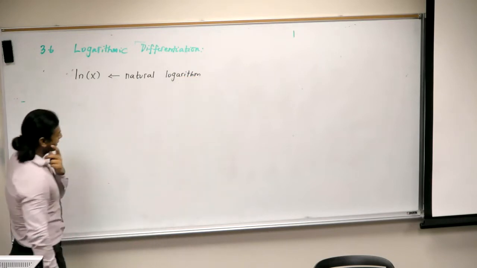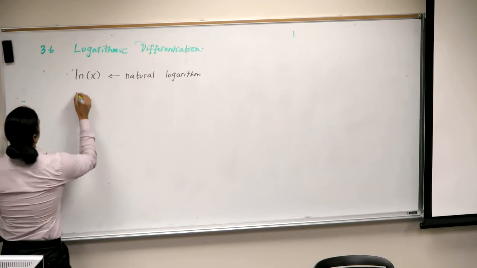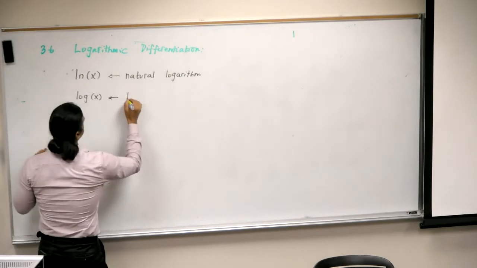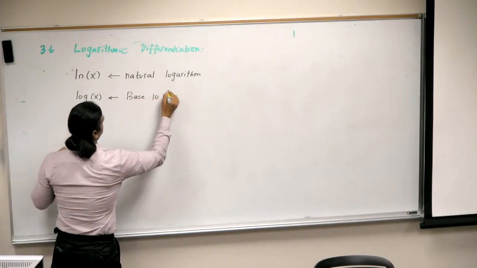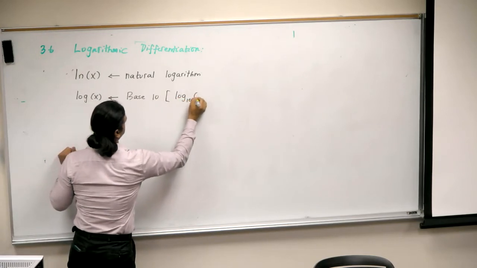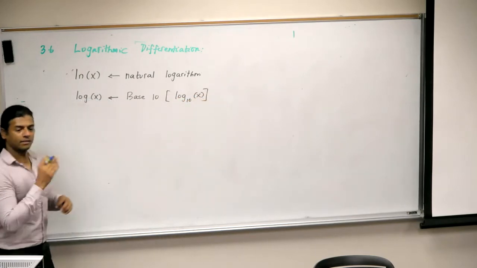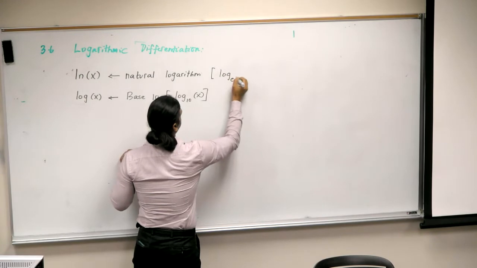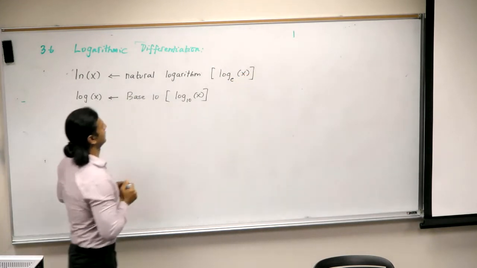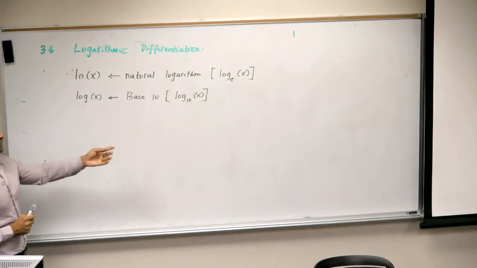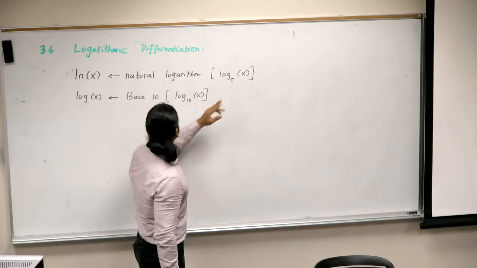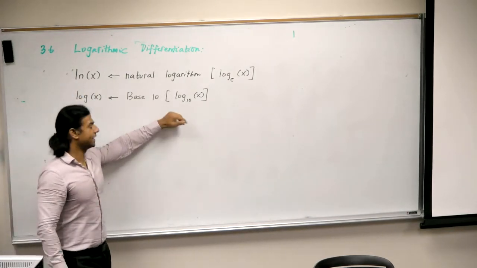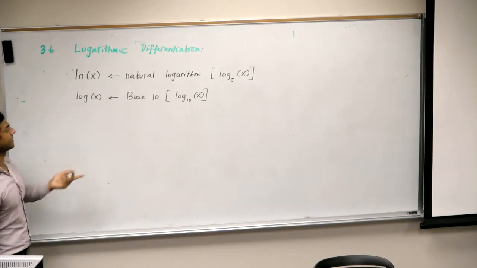We know that ln of x is the natural logarithm. Log of x is base 10. In the sense, it is log base 10 of x and log base e of x. Instead of writing it as log base e, we'll just call it ln because it's natural log. Instead of calling it log base 10, we'll just call it log x.